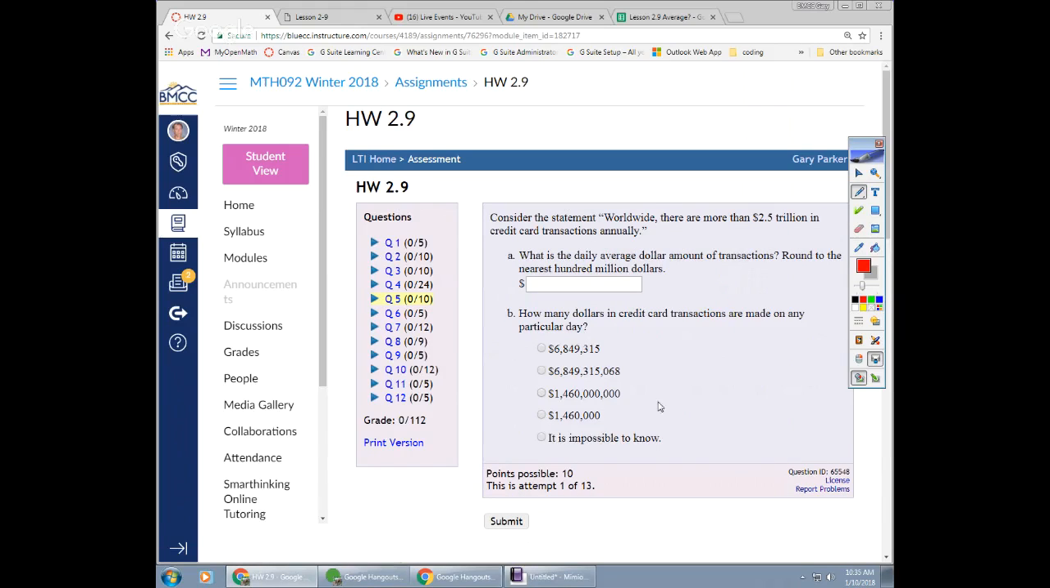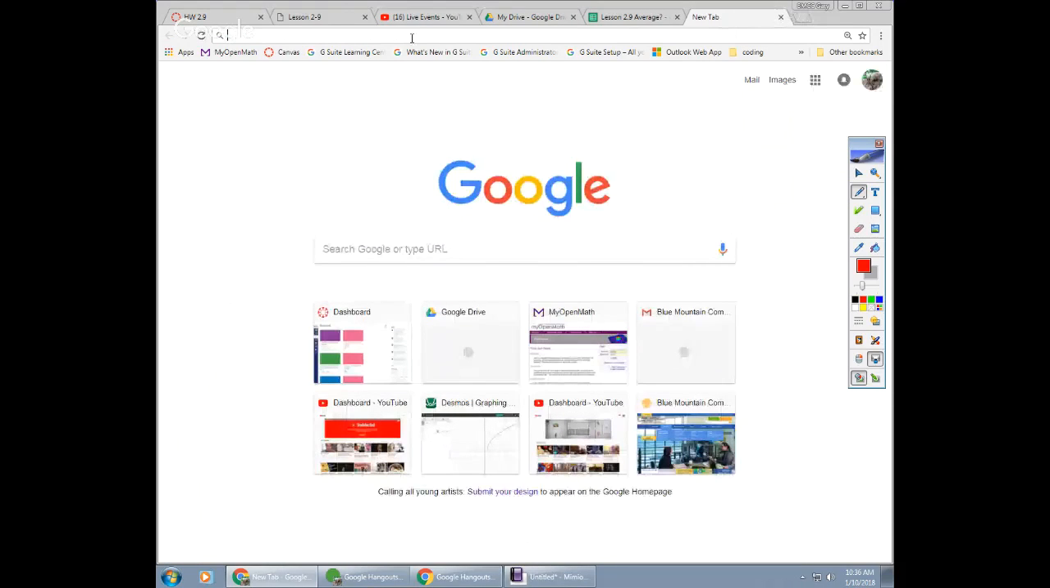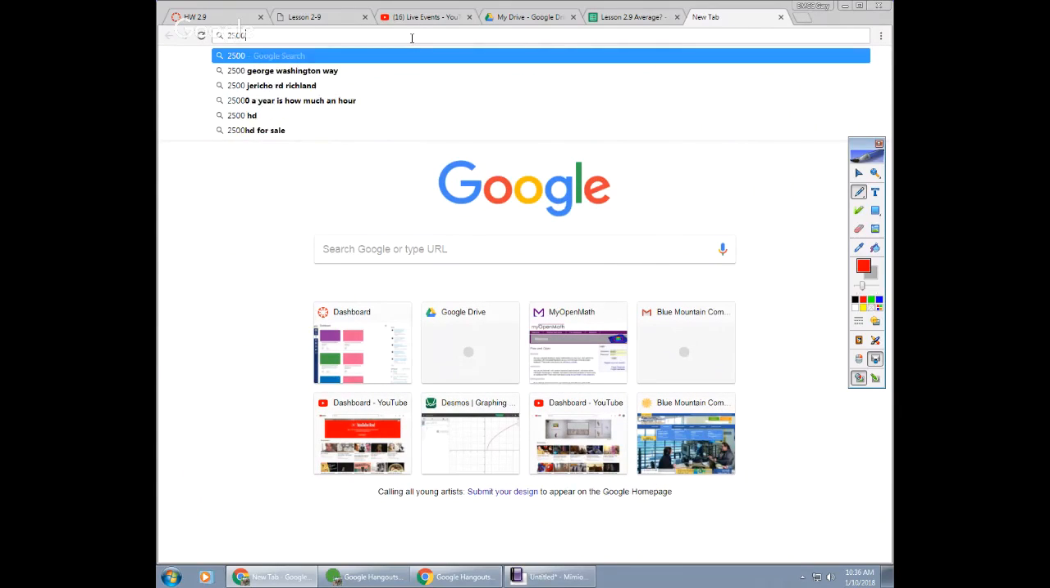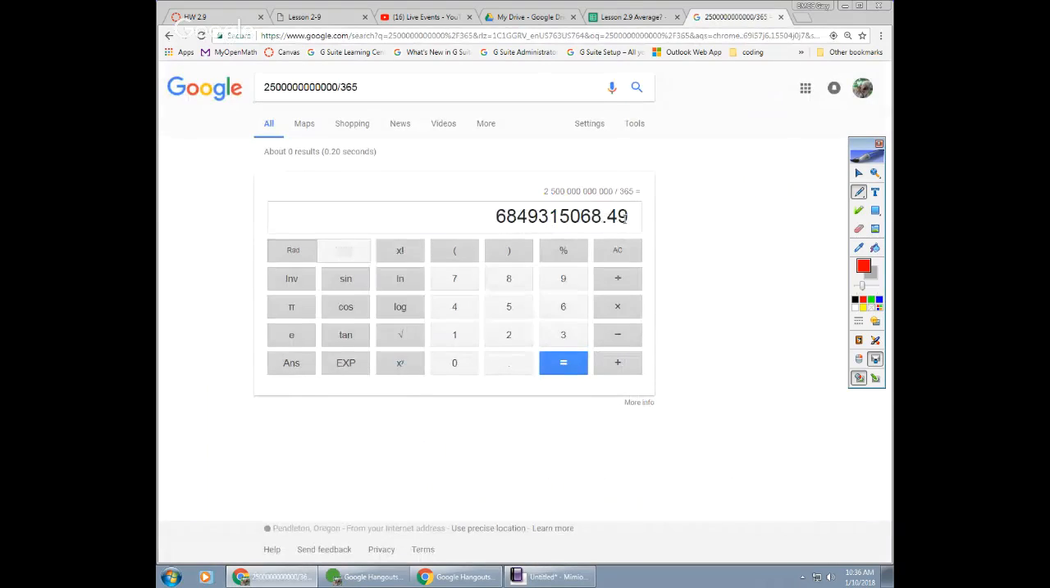Number 5. Consider the statement: worldwide there are more than $2.5 trillion in credit card transactions annually. It's a lot. What is the daily average dollar amount? So we want to take that number and divide by 365. 2500, okay, so I'm going to have to start adding zeros. 123 gives me million, 123 gives me billion, 123 gives me trillion. I think I got that right. Divide that by 365, and I get this number here.